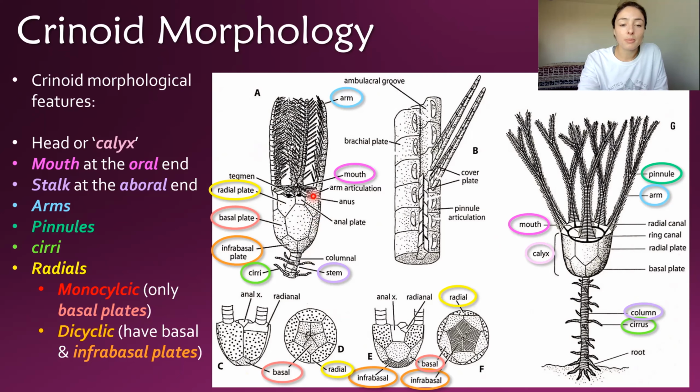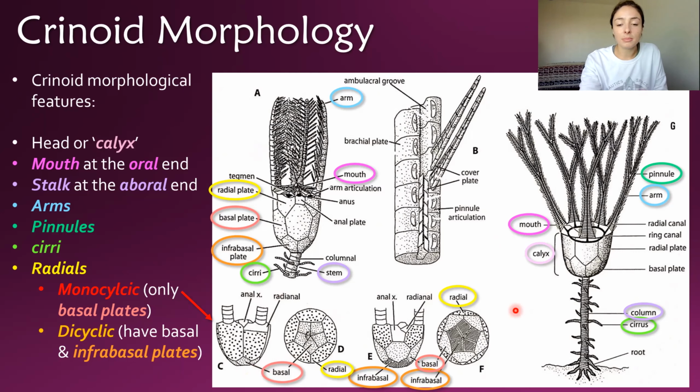Here we can see that these radial plates are labeled at the top or the oral end of the crinoid's calyx. And down toward the bottom, we have two different crinoid calyces or heads shown down here in C and D and E and F respectively. C and D is indicating what's called a monocyclic crinoid. And this means that this crinoid has radial plates and then basal plates, and that's it, and it doesn't have anything below or aboral to the basal plates. The basal plates are the most basal plates on a monocyclic crinoid.